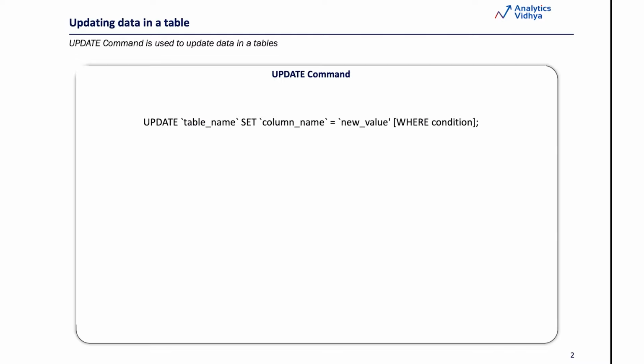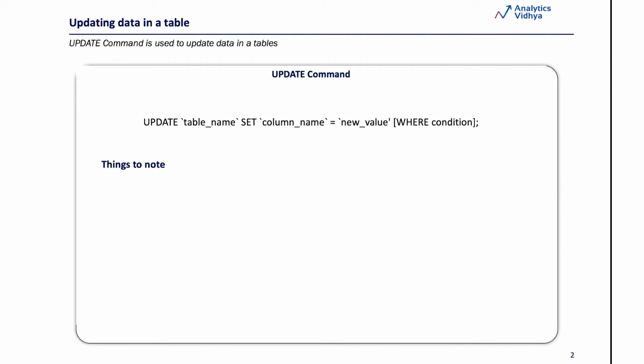Now let's look at how to update data in a table. The command used is the update command. The syntax is shown here, which looks like this: update table name, set column name equal to new value, and then if you want you can put some condition. So basically what it says is use the table given by table name and change the column name's value to the new value based on certain conditions.